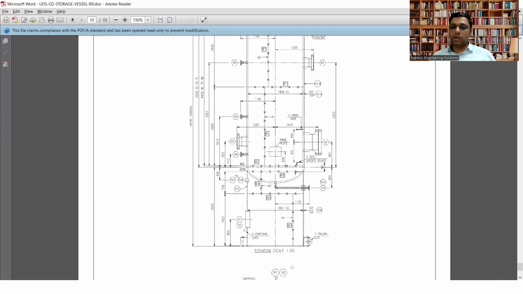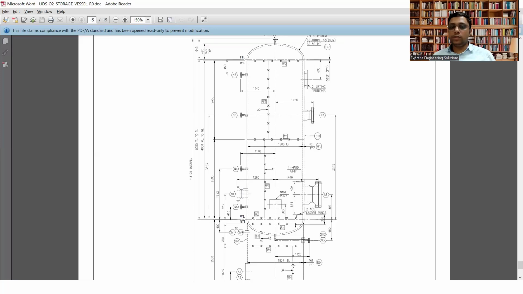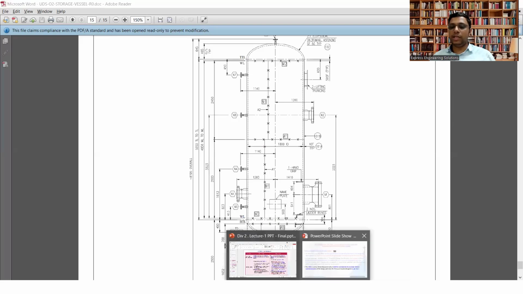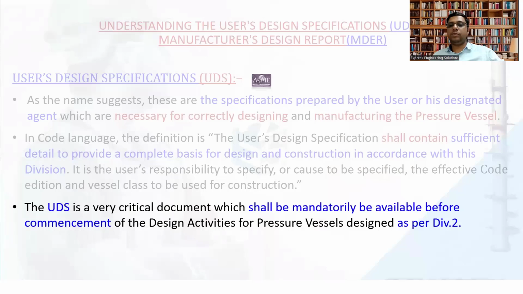So with this important information, the user will specify all the requirement data, and on the basis of this data, the manufacturer and the design engineer will design all the equipment and manufacture the equipment, and then will prepare the MDER, which is called the manufacturer's design report. So we have seen so far the requirements of UDS, how it has been given in the code and how it has been specified in the actual example.